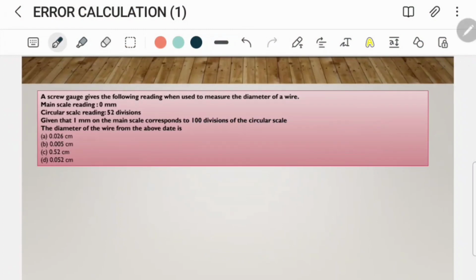Let us start with our first problem. A screw gauge gives the following reading when used to measure the diameter of a wire. The main scale reading is given to be 0.5 millimeter. The circular scale reading is 52 divisions. We have to multiply this with the least count to get our final reading, and the least count is given indirectly. It says that 1 millimeter on the main scale corresponds to 100 divisions on the circular scale.